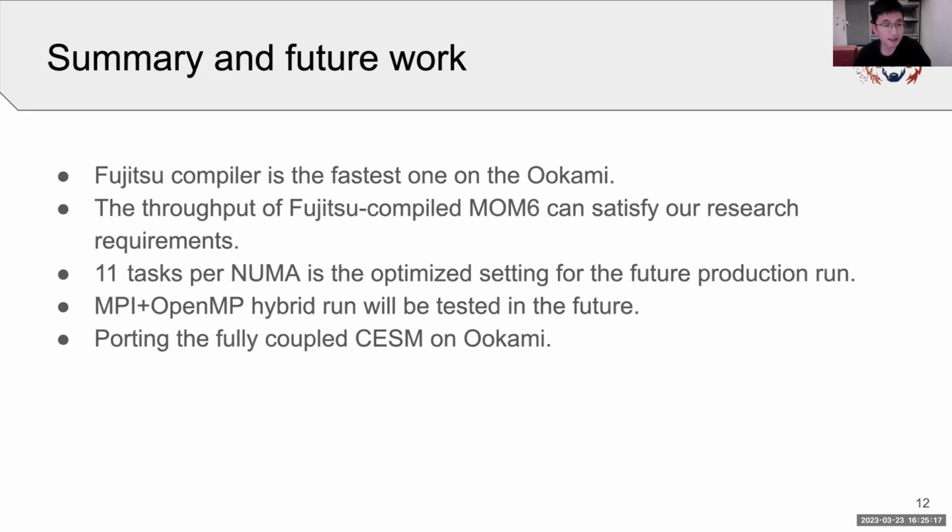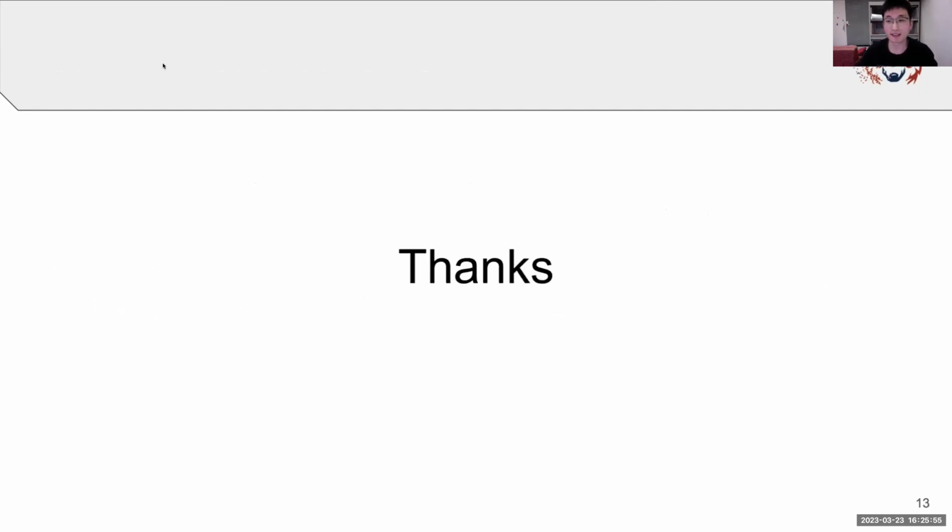So, to wrap up, the Fujitsu compiler is the fastest one on Ookami for MOM6, and we also find that 11 tasks per NUMA is the fastest configuration. We will try the hybrid one if it's available, and the next step is supporting the fully coupled climate model on Ookami, including the atmosphere model, land model and the sea ice model. And that's it. Thanks.